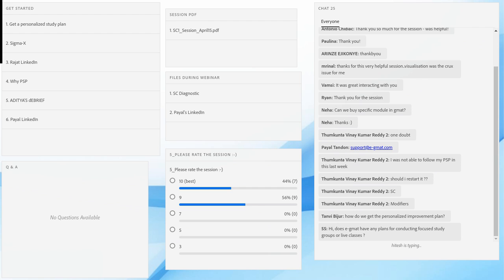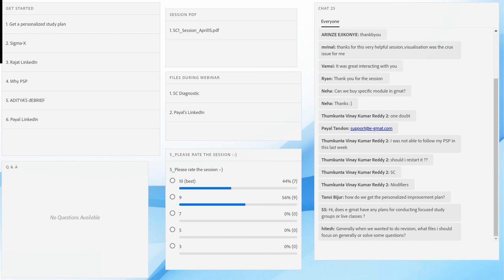How do we get the personalized improvement plan, Tanvi? Write to support at e-gmat.com and we will look at where you're at. The personalized improvement plan, the hyper specific improvement plan, comes about when you are done with the course and you have done medium cementing, you've done hard cementing, now you're at, let's say, 70th percentile ability, right? You need to get to 60th percentile. That's where we'll give you hyper specific study plans.